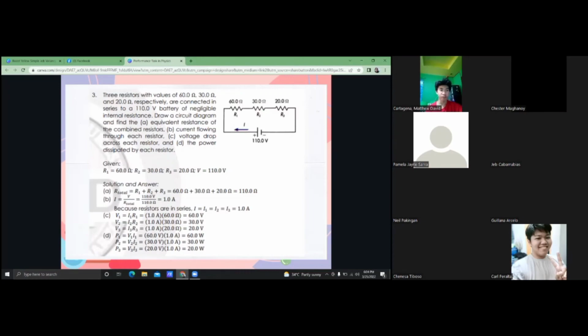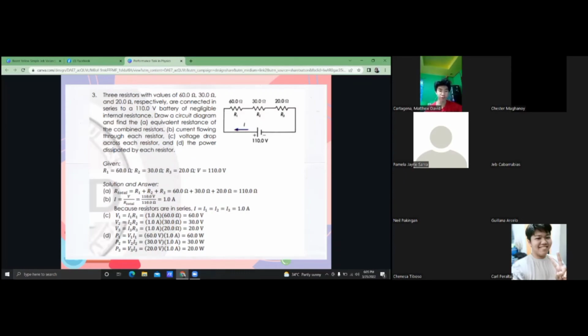For the solution, the total resistance is the same as in the problem that was solved in sample problem 1, where total resistance is equal to R1 plus R2 plus R3, which will give you 60 ohm plus 30 ohm plus 20 ohm is equal to 110 ohm. To calculate the voltage drop across each resistor, we will use the formula V1 equals I1 times R1, which can be seen on the letter C part.